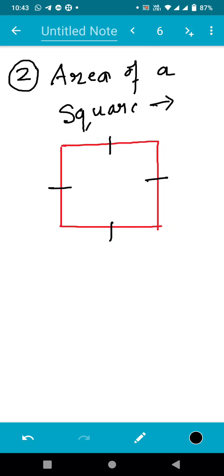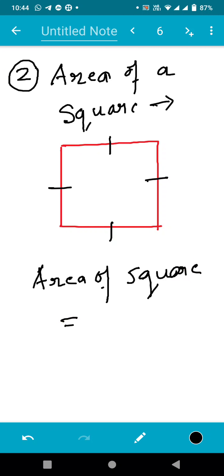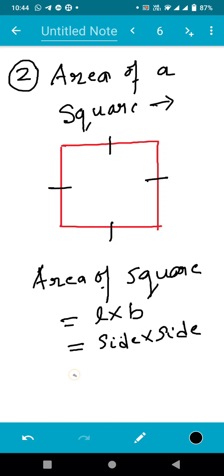But as because in square the length and breadth are equal, so the formula would be area of square. As I said, for any figure, area would be length into breadth. But in square, as because all the sides are equal, in place of length, we'll write side. And in place of breadth also, we'll write side. Now how many sides are there? 2 sides. So that is the reason we'll write the formula as side square. So this is the area of a square formula.